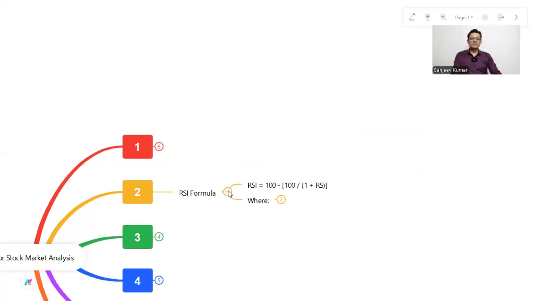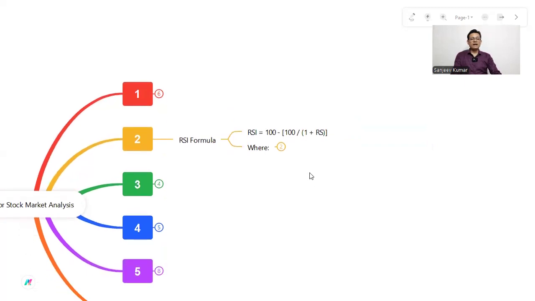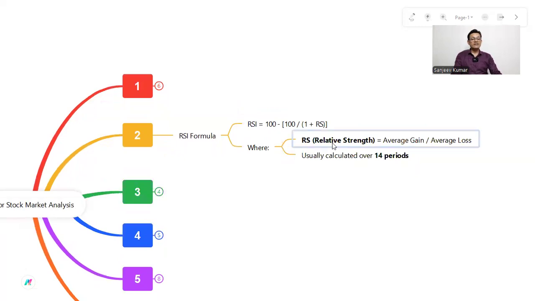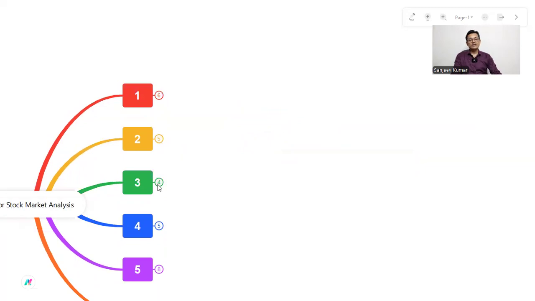RSI formula: RSI equals 100 minus 100 divided by 1 plus RS, where RS is relative strength, usually calculated over 14 periods. But this formula is not important because we do not calculate RSI. RSI is an indicator; we only put the indicator on the TradingView chart.